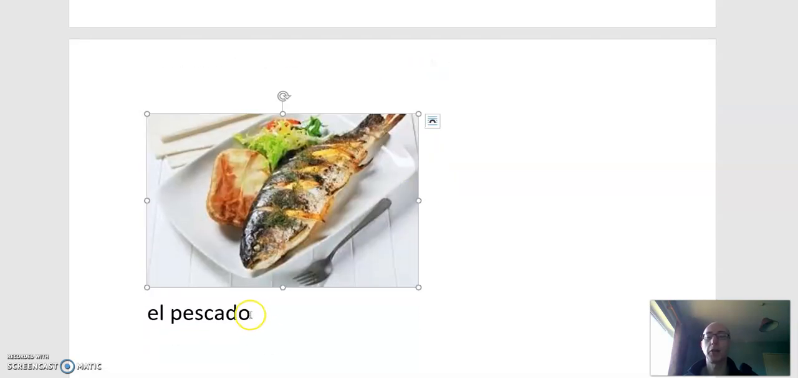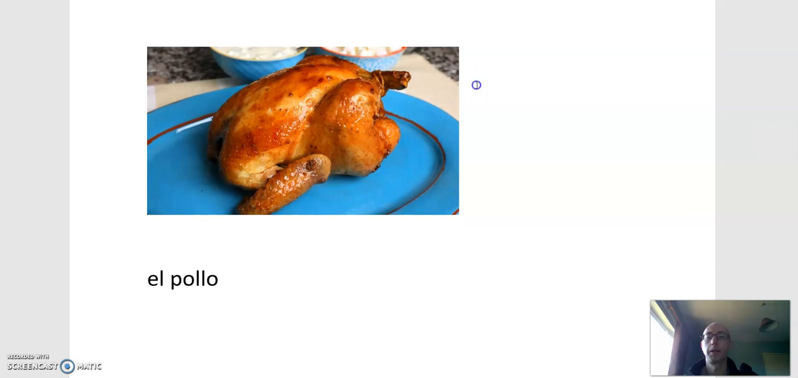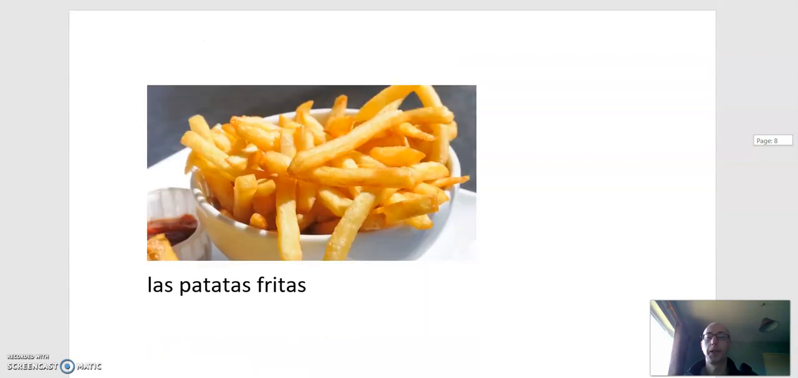El pescado. El pollo. Again, the double L is L. And the last one. Las patatas fritas. So literally it means the fried potatoes. Patatas fritas.